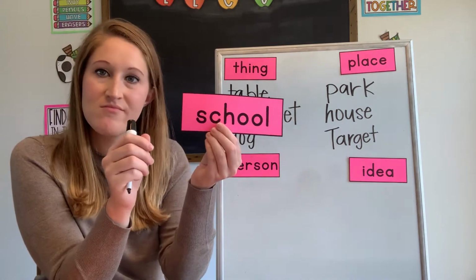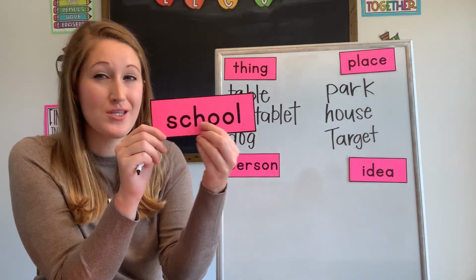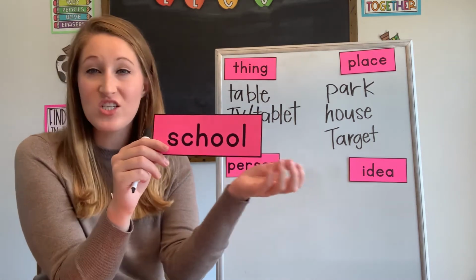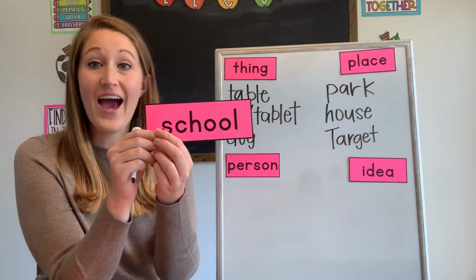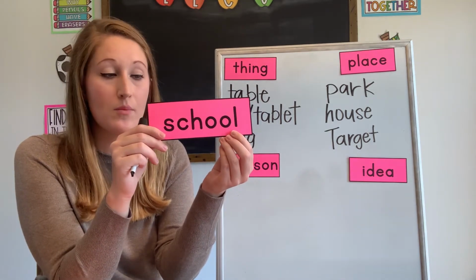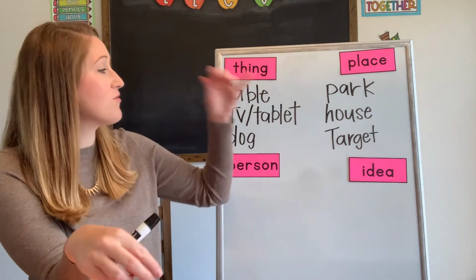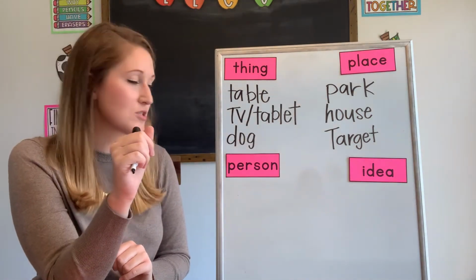So that's just our noun, right? But if I wanted to turn this into a proper noun, I could talk about my school, Rogers Elementary. That gets a capital letter because it's a specific name of a school. So we can have proper nouns, and they start with capital letters.